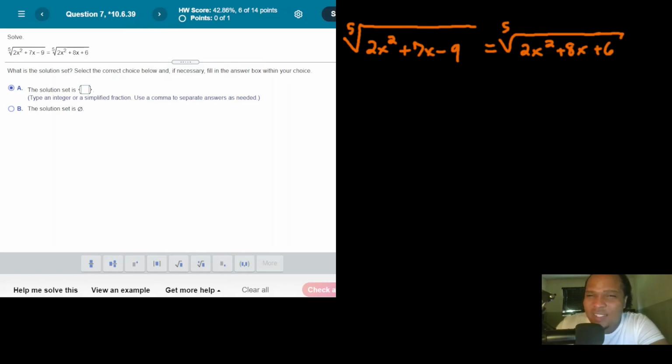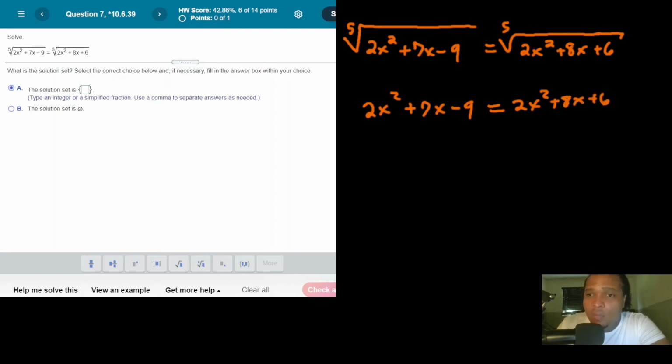Since we're raising the left side to the 5th power, here's what I'm talking about. We're raising this side to the 5th, we're raising this side to the 5th, so they all go away. Since we already know that, let's just write what we have left. We have 2x squared plus 7x minus 9 is equal to 2x squared plus 8x plus 6.